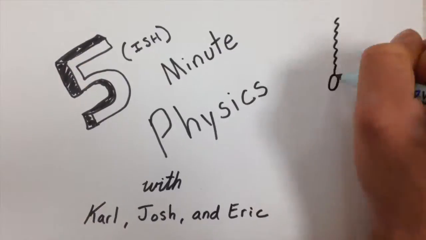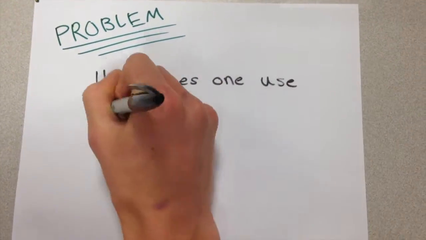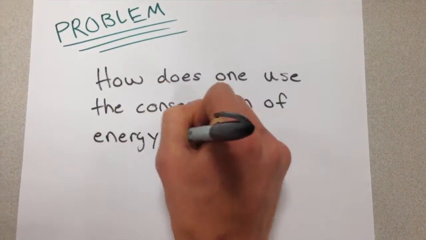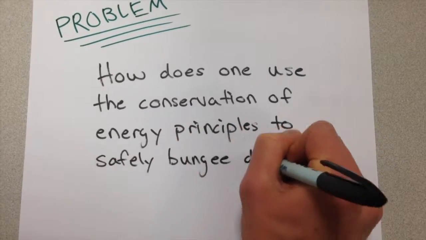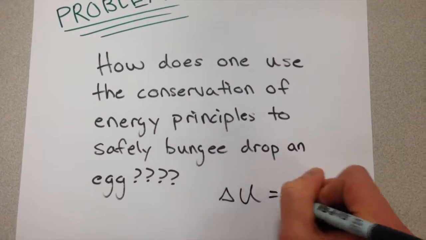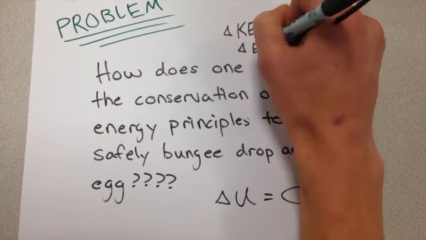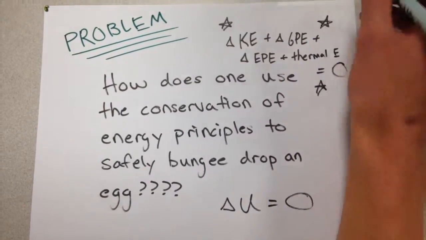Hey, it's 5-minute physics. We got a problem here today. We gotta figure out how to use conservation of energy to safely drop a bungee cord with an egg attached to it so it just barely does not hit the ground.